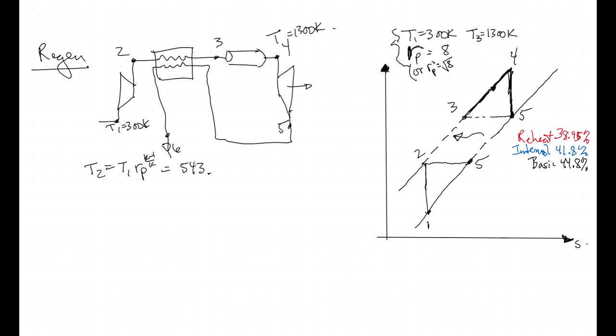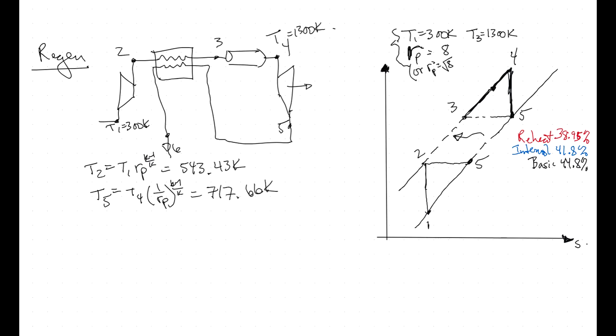Is it 33 or 44? Let's see, so 543.43 Kelvin. That's my T2. Then we can get T5, which is after the single turbine. It's going to be T4, my max temperature, times 1 over RP to the K minus 1 over K. And that's going to be 717.66 Kelvin, right? That's the temperature coming out of the turbine.